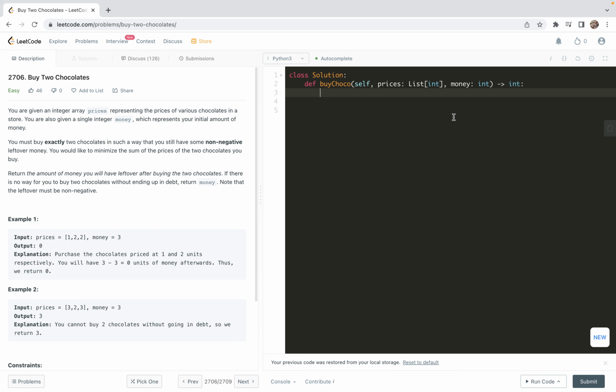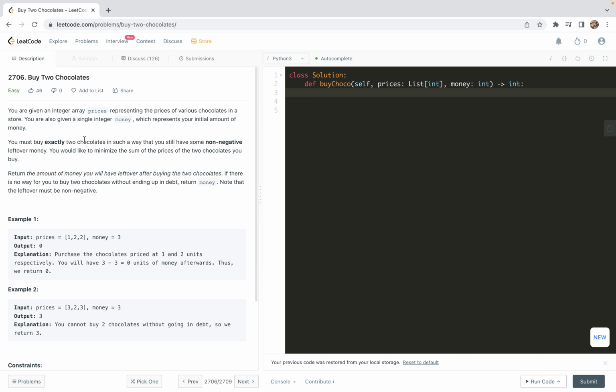Let's have a look at problem 2706, Buy Two Chocolates. In this video, we are going to provide two solutions, one based on sort and the other based on finding the two lowest prices.